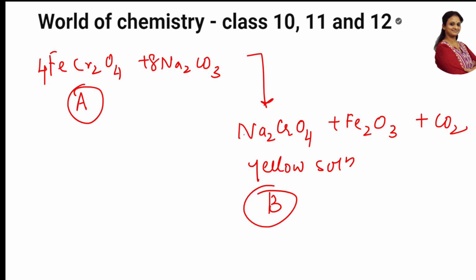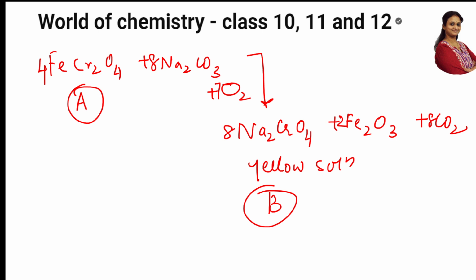I'll take it as 8. Then this is oxygen also, I should add excess oxygen, so it becomes 7. Then again I'll make it 2 here. Then chromium I'll make it 8 here, and carbon dioxide is balanced. Yes, it is balanced.